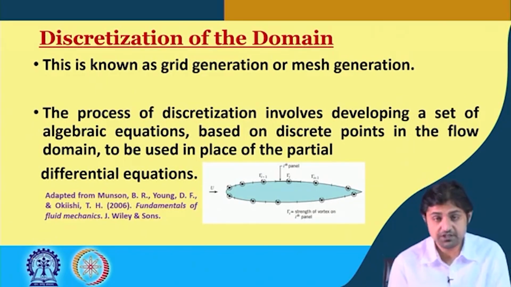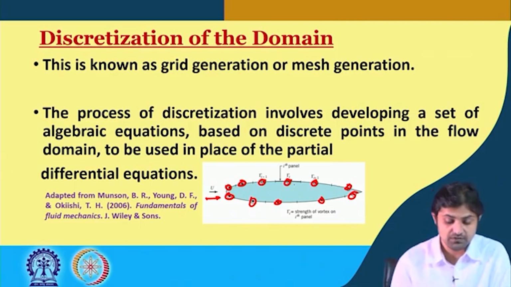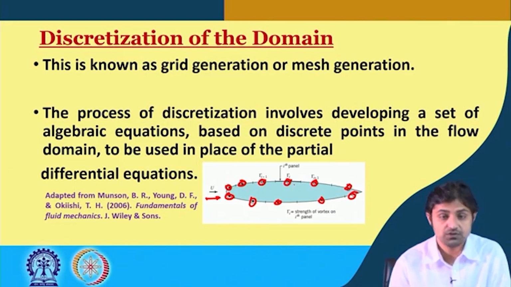So for example, if there is a flow u coming from this side, we have defined panels 1, 2, 3, 4, 5, 6, 7, 8, and Γi is the strength of vortex in the ith panel. So ith, Γi plus 1. So this is the way that we do, and we have taken this figure from Munson, Young and Okiishi. So defining these points or forming those points using the help of computer is called the mesh generation.